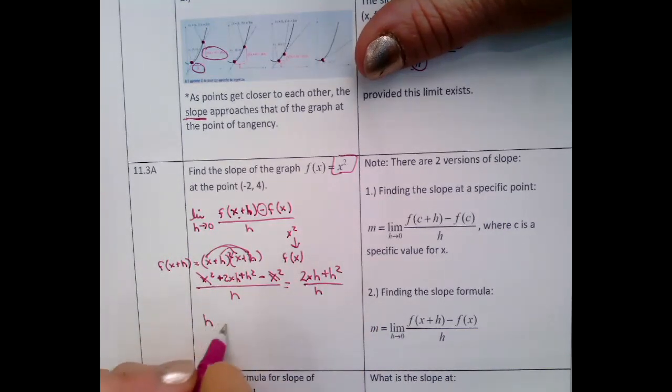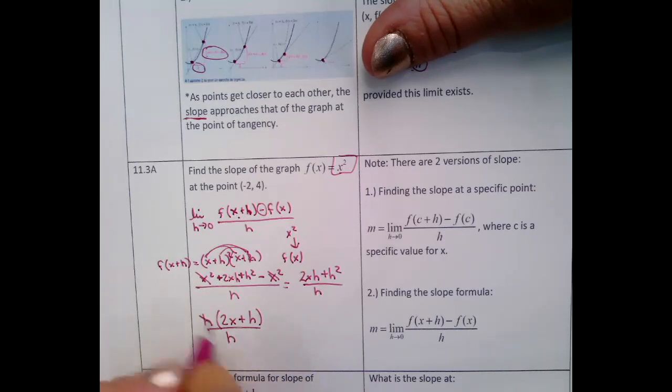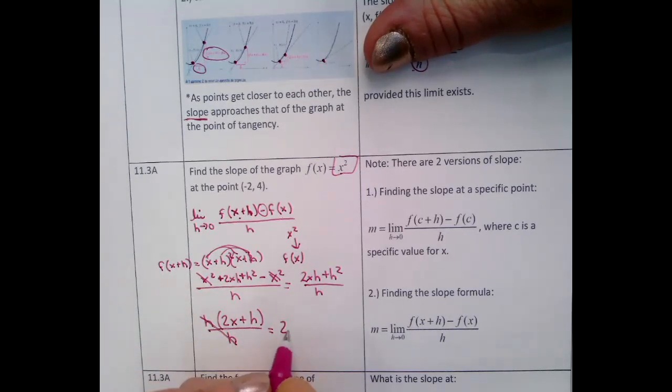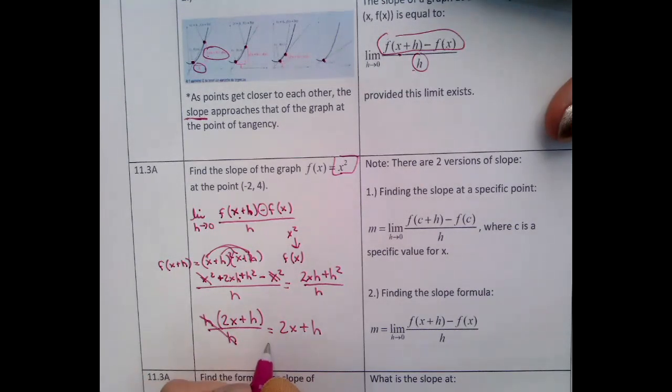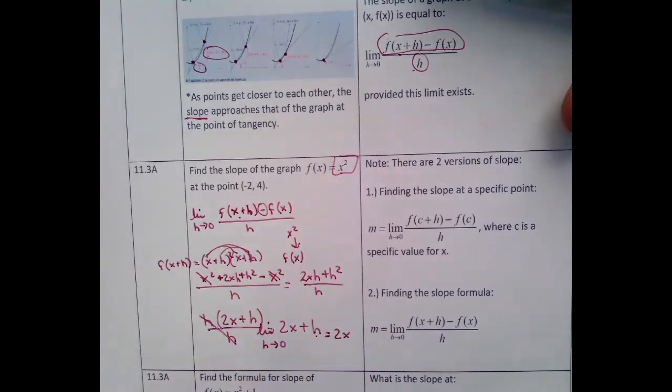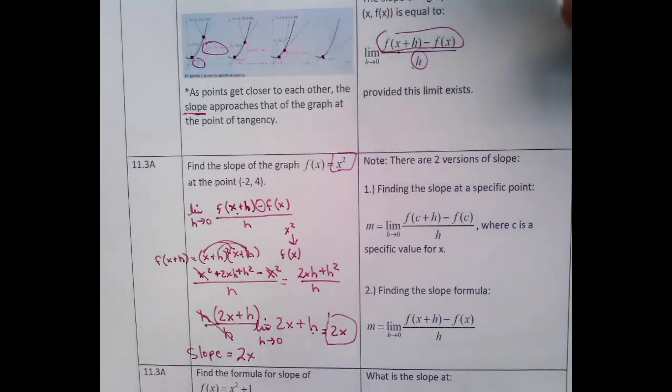Let's pull an h out from up there, and I'm left with 2x plus h all over h. And now I'm left with 2x plus h. So now I'm looking for my limit as h approaches 0 of this function right here. If I plug a 0 in here, I'm left with 2x. So this is my slope. My slope equals 2x.